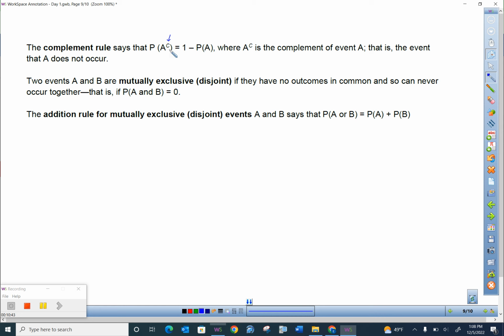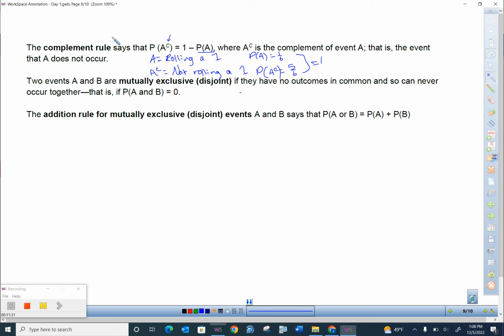So let's go back to rolling a die and rolling a 1. Okay, the complement of A, if A is rolling a 1, the complement with that little c is not rolling a 1. And if we think about that, we know the probability of rolling a 1 is 1 out of 6. The probability of not rolling a 1 is the leftover 5. But you'll notice these equal 1. So if you know the probability of the first event, you can just take 1 minus that to get the probability of the complement. So that's the complements rule or theorem.